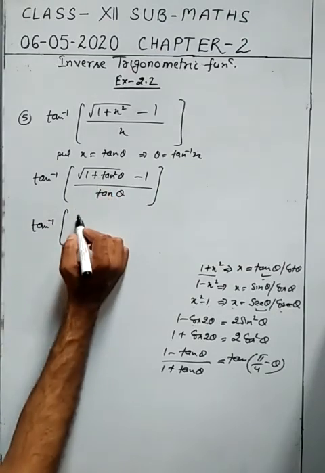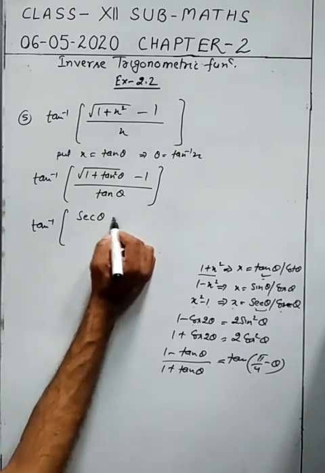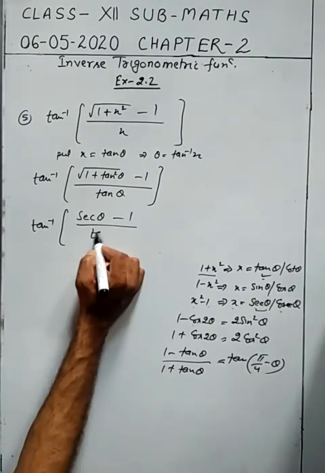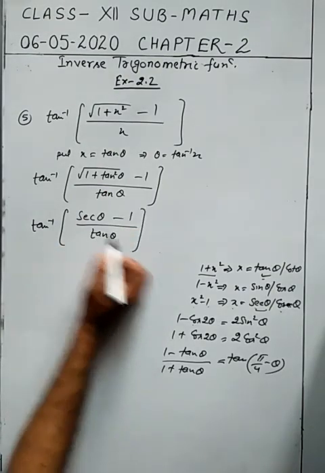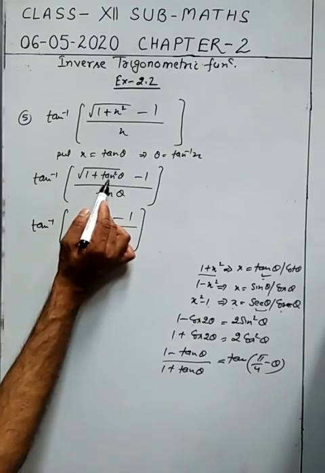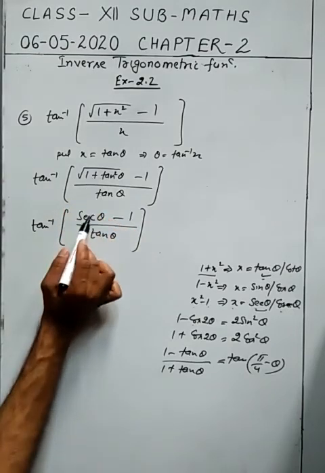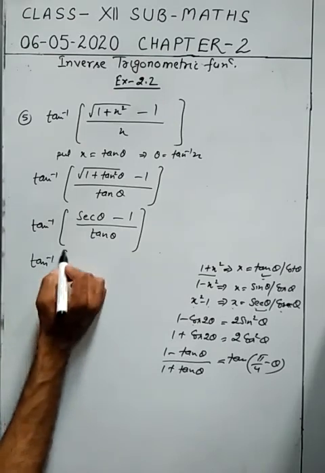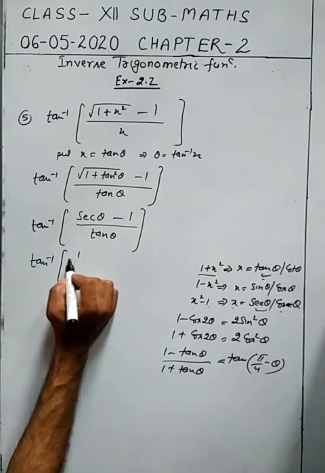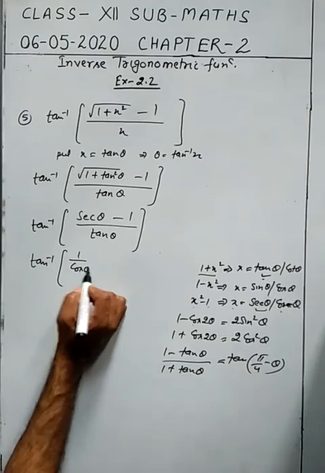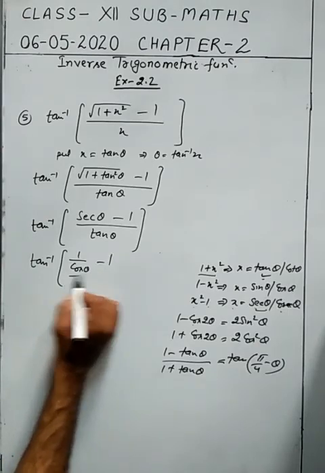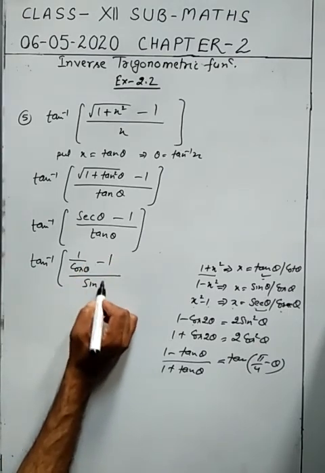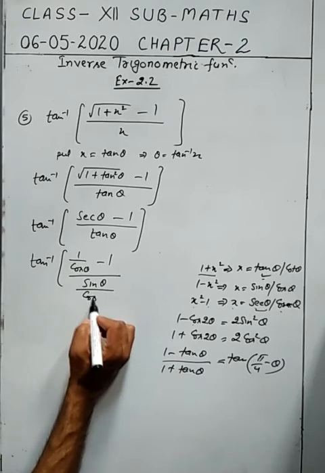Under root of sec square theta is sec theta, minus 1 upon tan theta. 1 plus tan square theta is sec square theta. Sec square theta ka under root lenge to sec theta. Now convert in sin and cos. This is sec theta, 1 upon cos theta, minus 1. Tan theta can be written as sin theta upon cos theta.